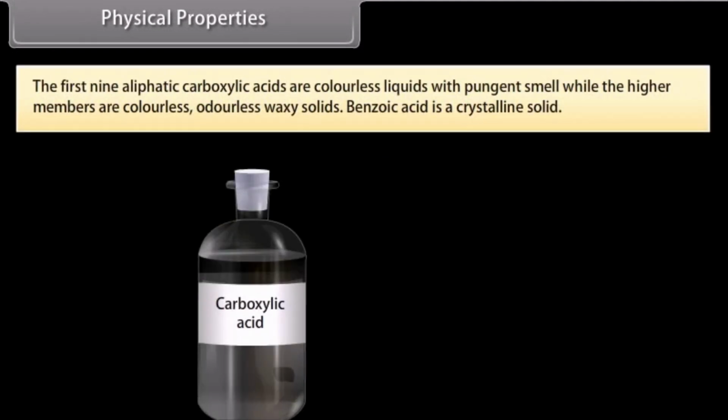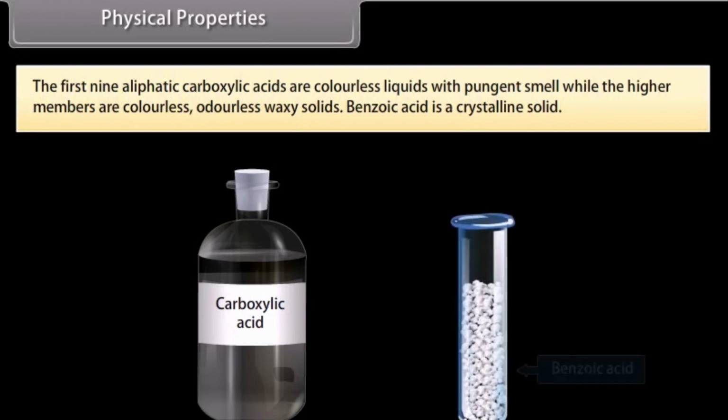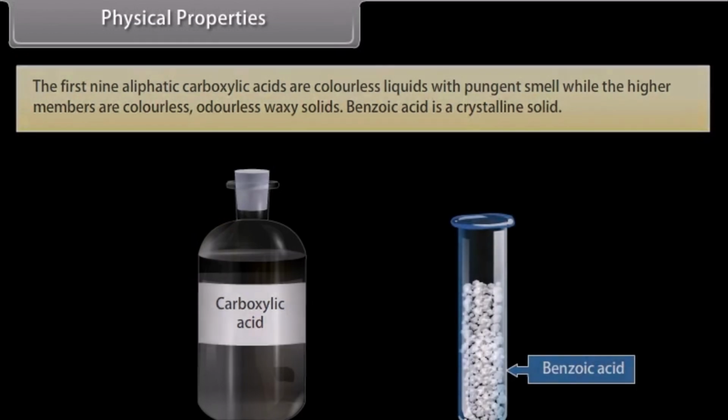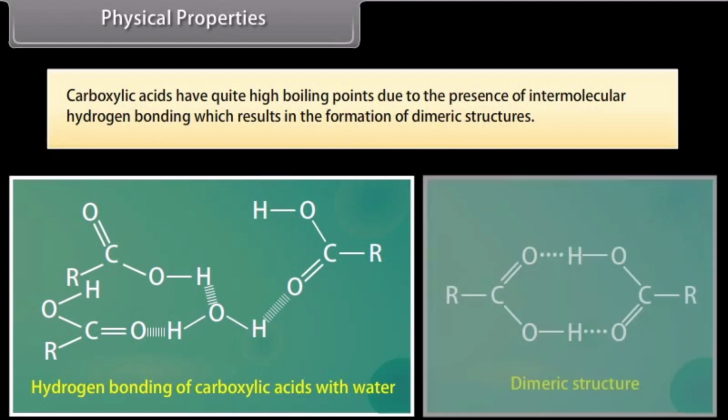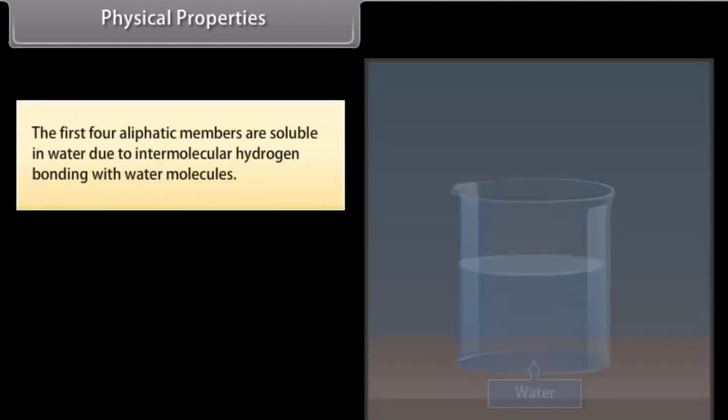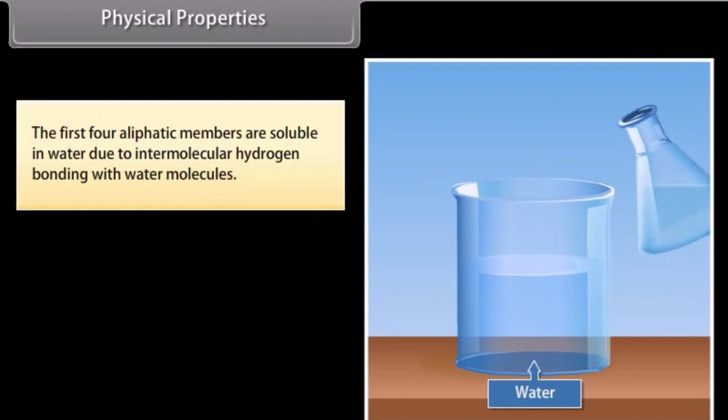Physical properties. The first 9 aliphatic carboxylic acids are colorless liquids with pungent smell, while the higher members are colorless, odorless, waxy solids. Benzoic acid is a crystalline solid. Carboxylic acids have quite high boiling points due to the presence of intermolecular hydrogen bonding, which results in the formation of dimeric structures. The first 4 aliphatic members are soluble in water due to hydrogen bonding with water molecules.